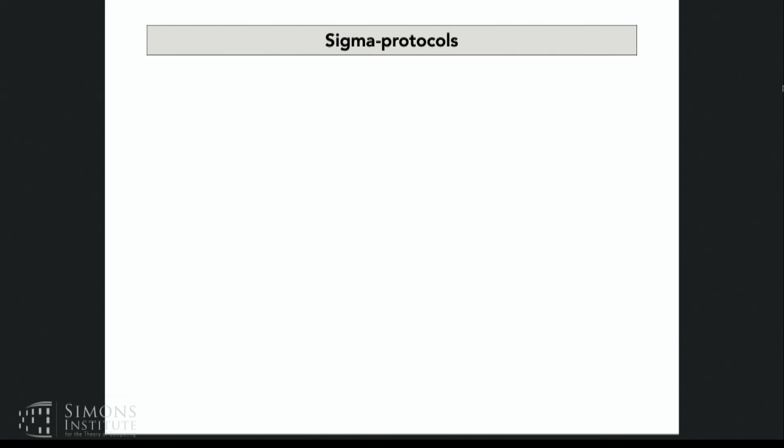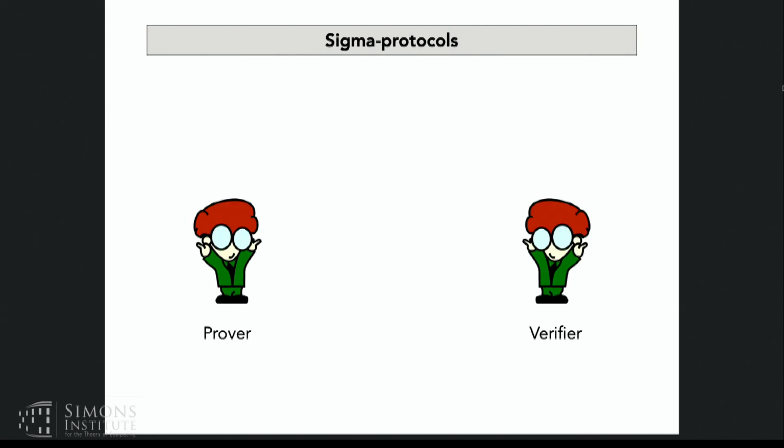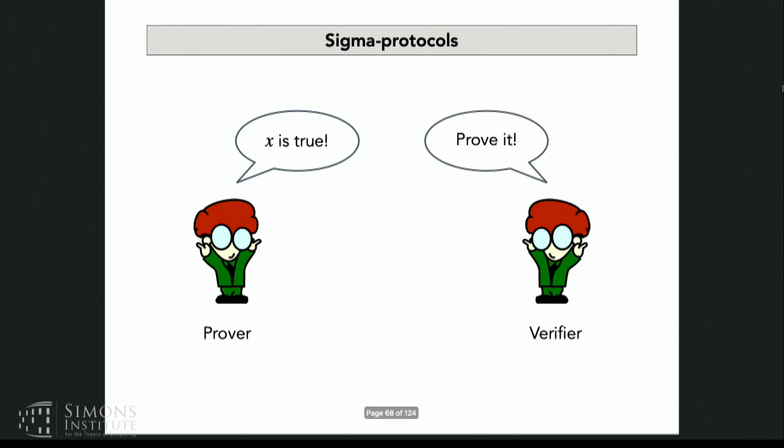The Fiat-Shamir transformation takes a certain kind of interactive proof system and makes it non-interactive. This certain kind is a so-called sigma protocol, which works as follows. We have a prover and a verifier. The prover wants to prove the truth of some statement x. The verifier doesn't believe it and asks the prover to prove it. How do they do it? They do it by running an interactive protocol, which works like this at a high level.